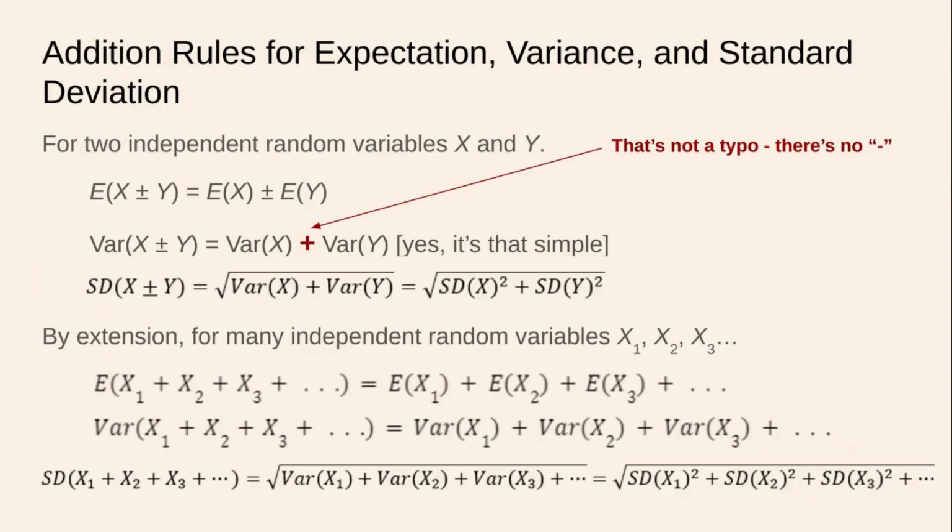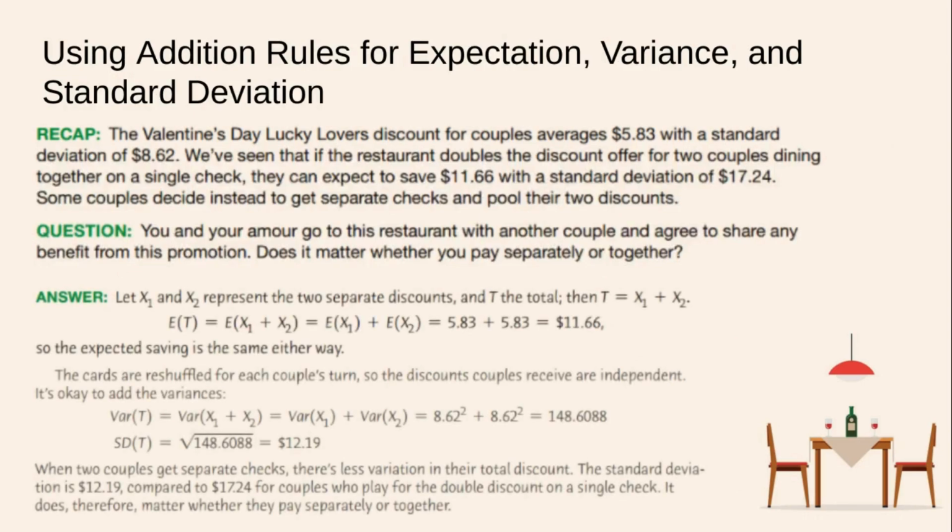Well, let me go back for just a moment. For 2 independent random variables x and y, if the random variables are not independent, none of these rules work. So it's important that we establish independence. Okay? So, if the discounts couples receive are independent, which they are, it's okay to add the variances. The variance of the total savings would be the variance of the sum of the 2 checks' savings, which would be the variance of the first plus the variance of the second, which is a different number than we had before by a lot, okay?